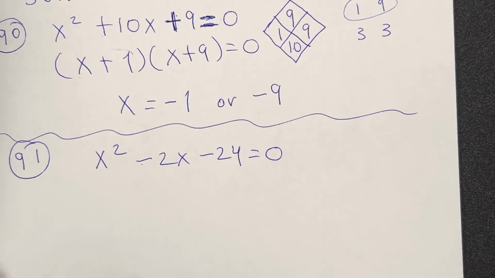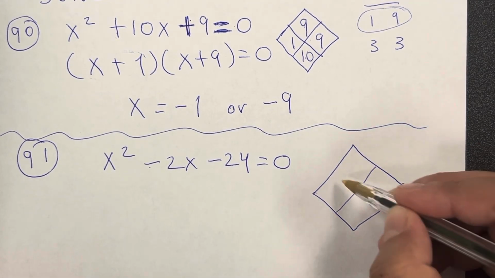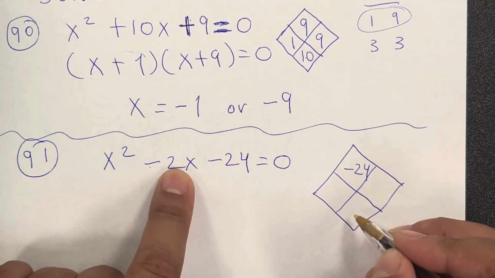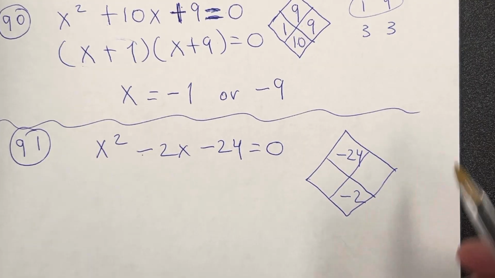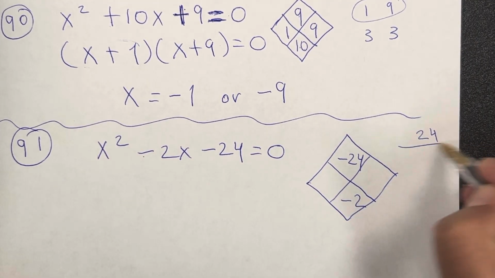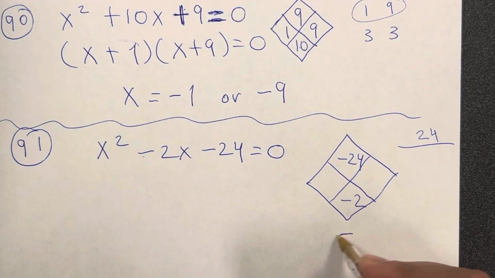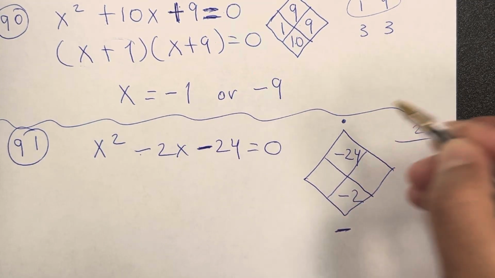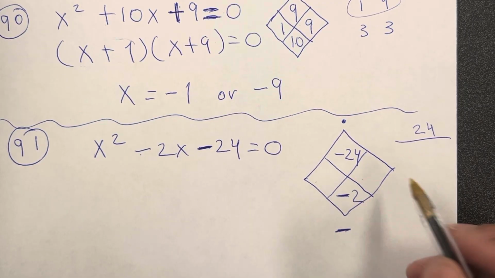Okay, for this one, the last number is negative 24. The middle term has a negative 2 as a coefficient. What numbers of 24? Notice again, I'm not paying attention to the signs, but I know that I have to subtract them because this sign tells me to subtract them. That they are going to be 1 and 1, and that this is the sign of the bigger one, okay?